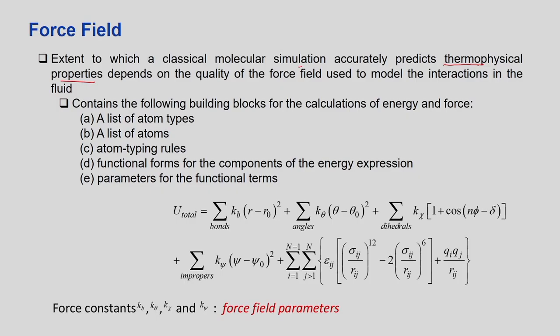Let us see. Now, in a conventional force field, it will have calculations for energy and force, and for that you require: what is the list of atom types? What are atom typing rules? The functional forms for the components of the energy expression and the parameters for the functional terms. List of atom types means, if I want CH, it may be sp2 hybridized, it may be sp hybridized, like that.